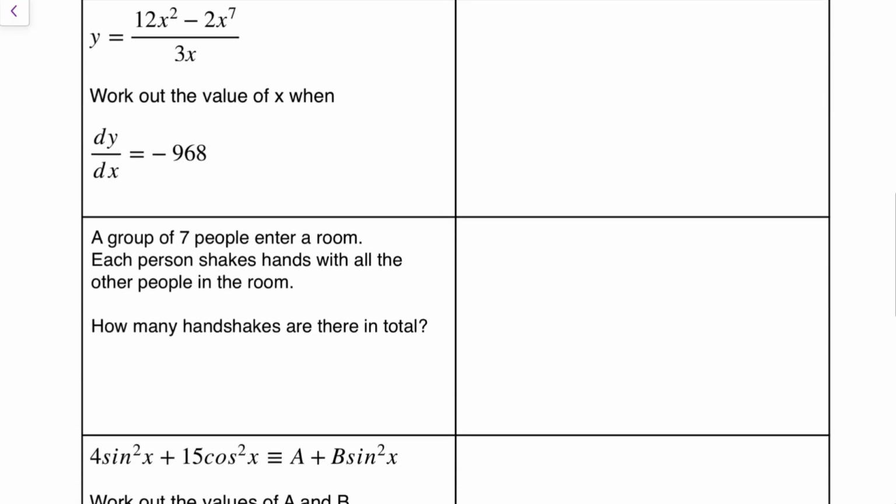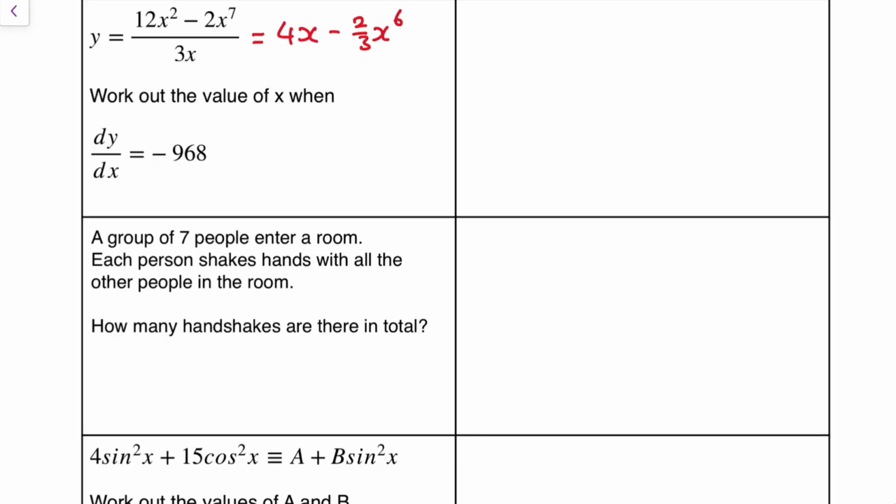Next question. Work out the value of x when. Okay, so it's a bit of a back to front gradient question, isn't it? Right, let's first of all fix this, so then I know what to do. So 12 divided by 3 is 4. I'm basically doing it into two different terms. So 12 divided by 3 is 4, and x squared divided by x is x. 2 divided by 3 is 2/3, and x to the 7 divided by x is x to the 6.